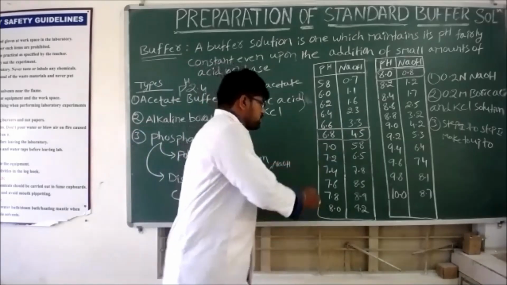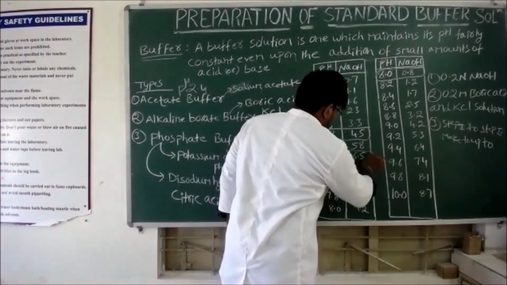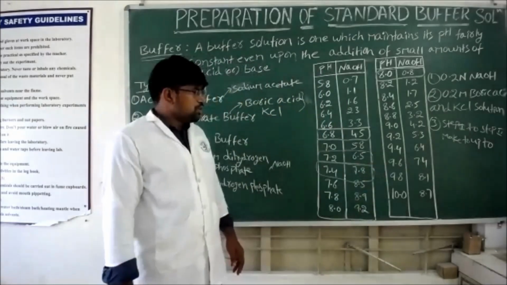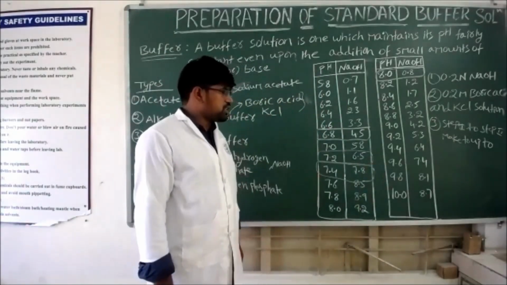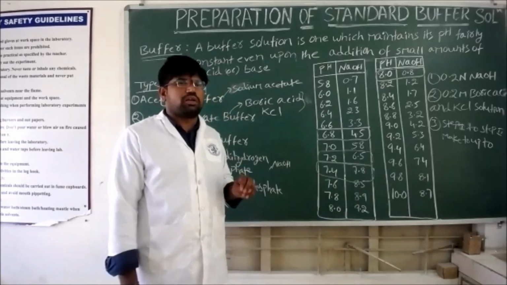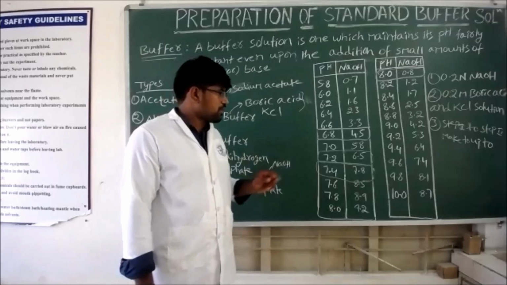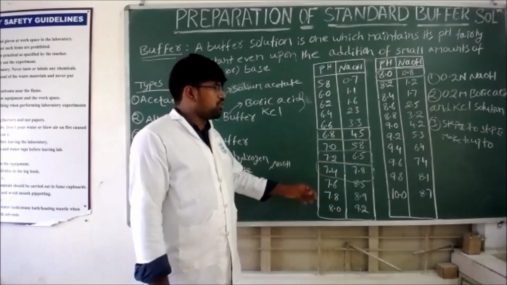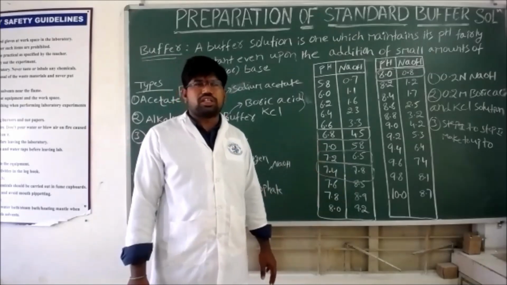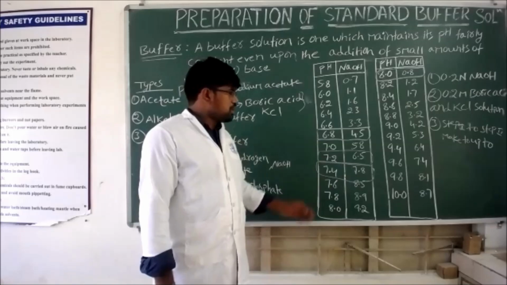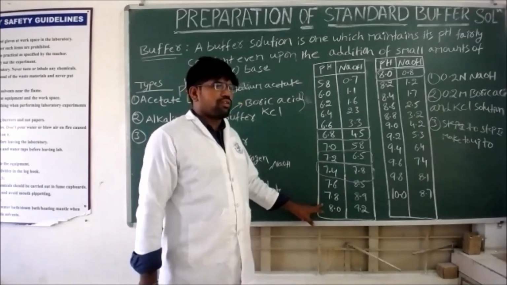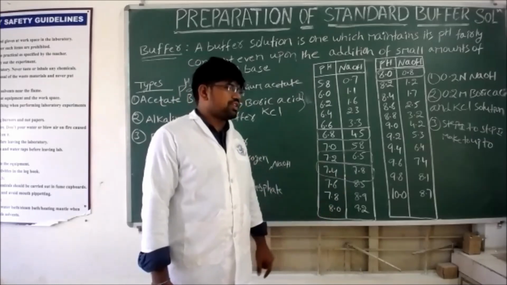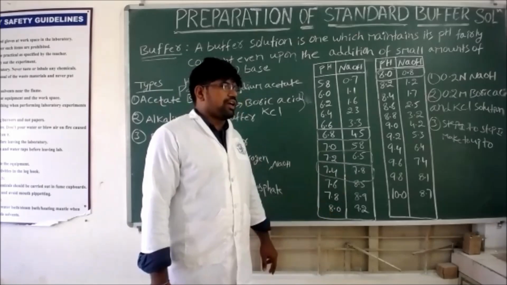Okay. So like that, 7.2, 7.4. These are very important for laboratory purposes. In the case of 7.4 pH, we take 2 ml of the 0.2 molar potassium dihydrogen phosphate solution, 7.8 ml of the 0.2 normal sodium hydroxide solution, and we make up the final volume up to 10 ml with distilled water. Like that, 8 pH, we prepare likewise. 8 pH means we take 9.2 ml of the sodium hydroxide solution.